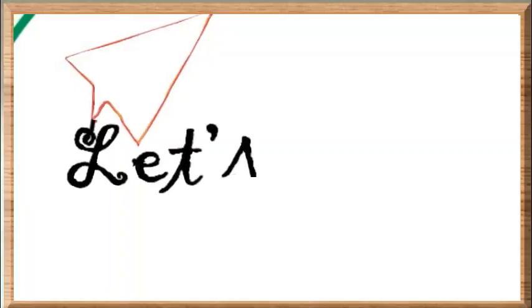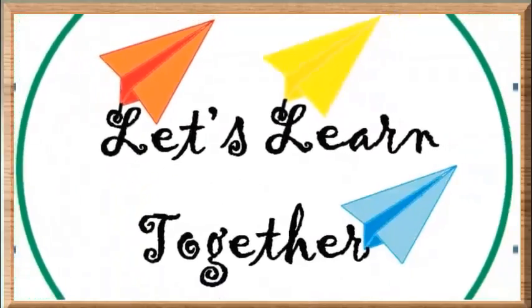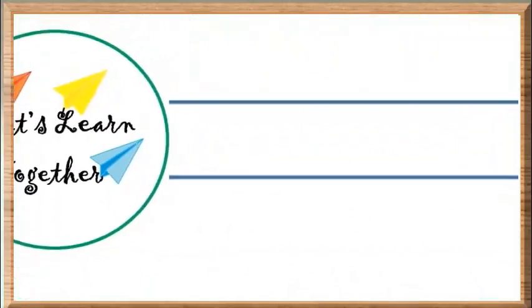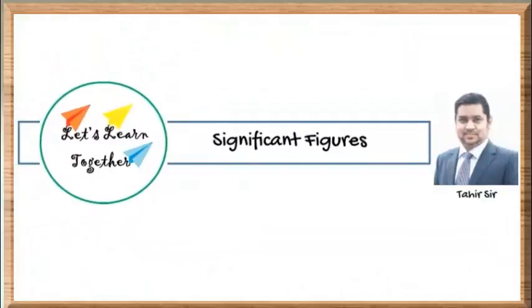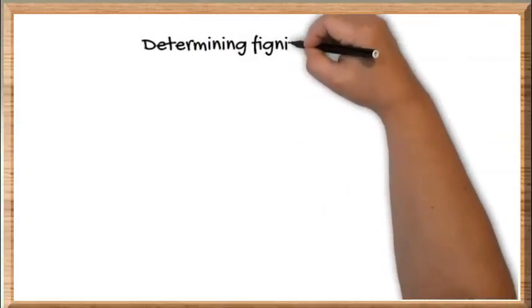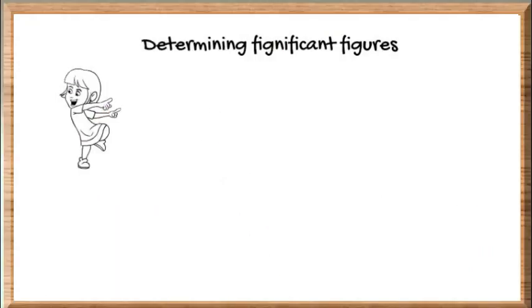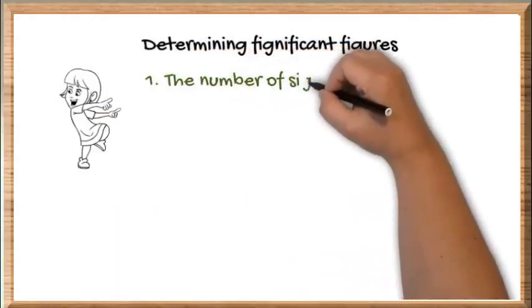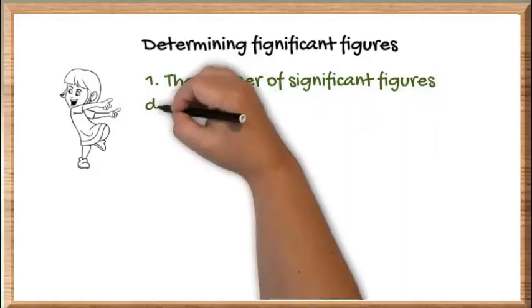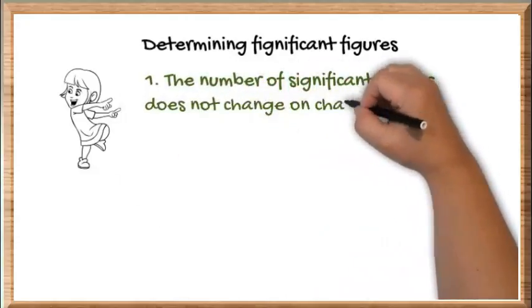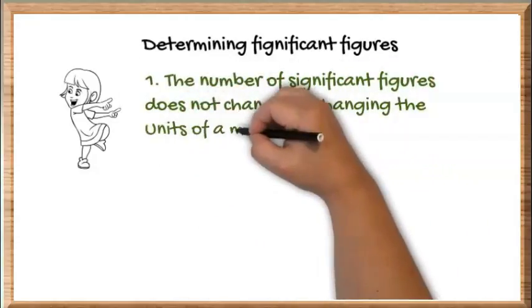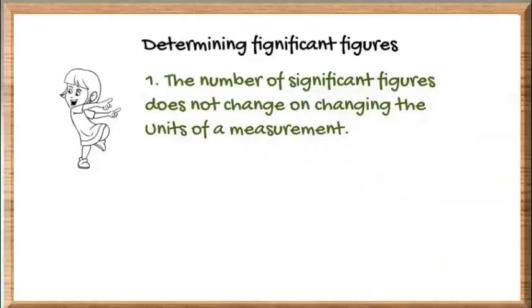So let's learn together more about the significant figures and why we round off and express the measurement in scientific notation. Let's discuss how to determine the significant figures in a reported measurement. The first rule of thumb is that the number of significant figures does not change on changing the units of measurement. Here I have one example of a reported measurement as 2.50 centimeter.